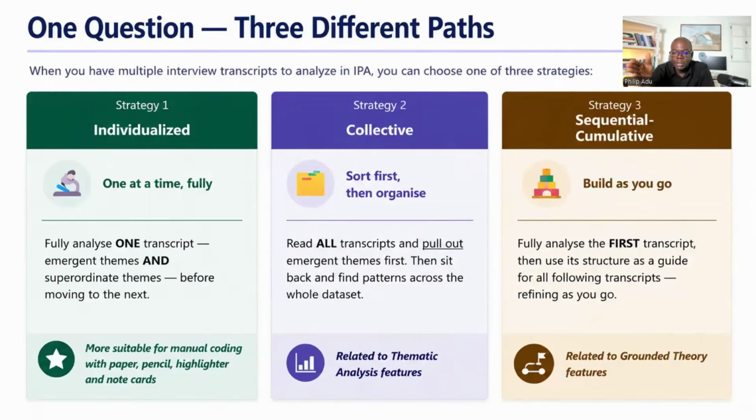And the last one is sequential cumulative strategy. It has some features of grounded theory, where you first go through the first transcript, develop themes, and then as you are going through the next one, you are making adjustment to the theme so that it also represents information that you are extracting from the subsequent transcript, right? So you are always updating the themes as you are going through the process until you reach the last transcript. So that is the sequential cumulative.